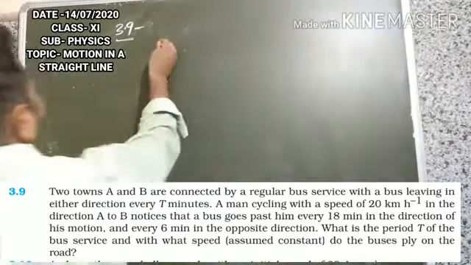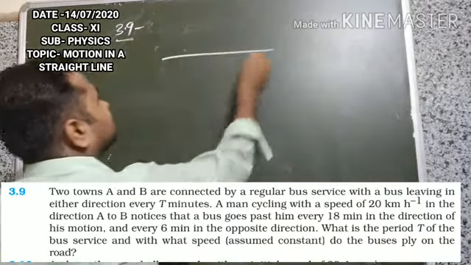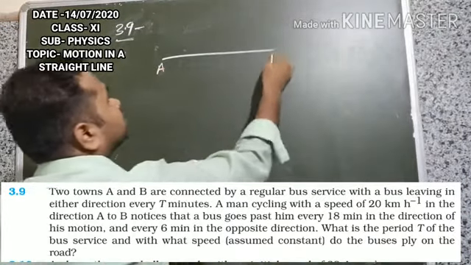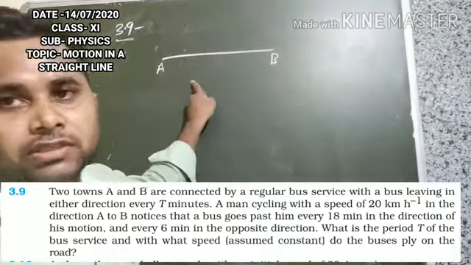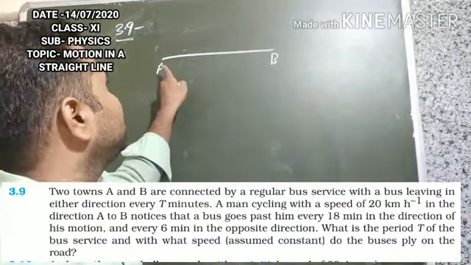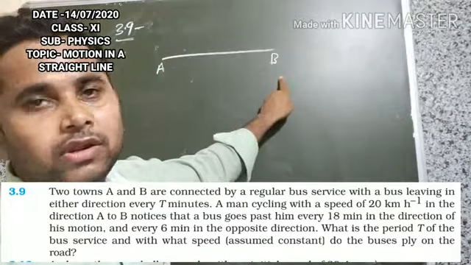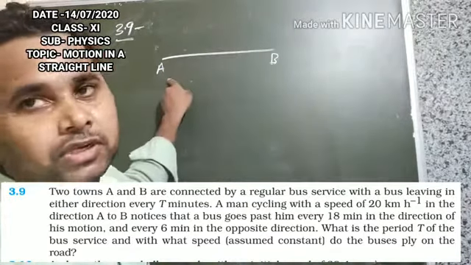In this question, there are two towns A and B, from where the bus service is going from one town to the second town and from the second town to the first town.